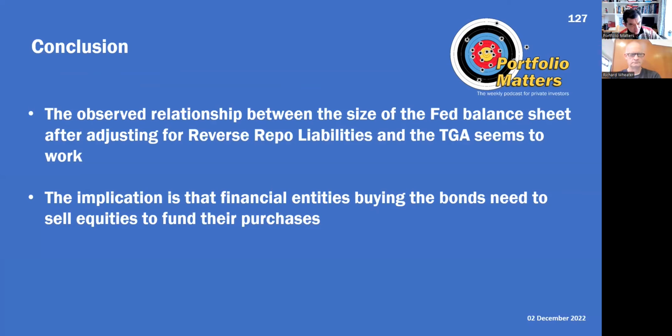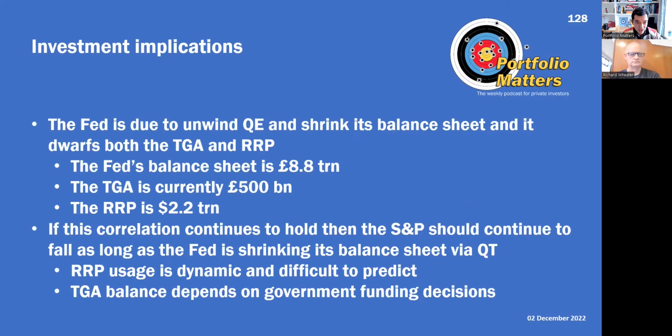However, does it have any predictive power? In order to forecast the S&P 500 using this relationship, you need to forecast net liquidity. Now, the only one of those components which we can forecast with any accuracy is the Fed balance sheet, which we know should continue to contract through QT. So if this relationship holds, we would expect that the S&P 500 should fall, but with some volatility because we can't forecast either the RRP or the TGA.